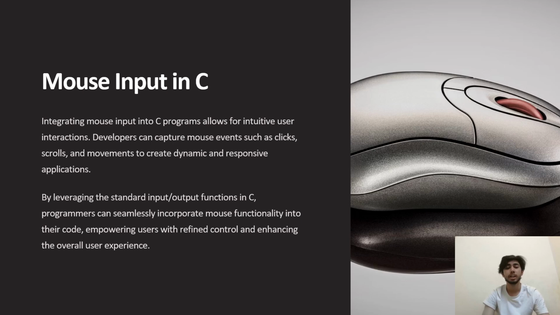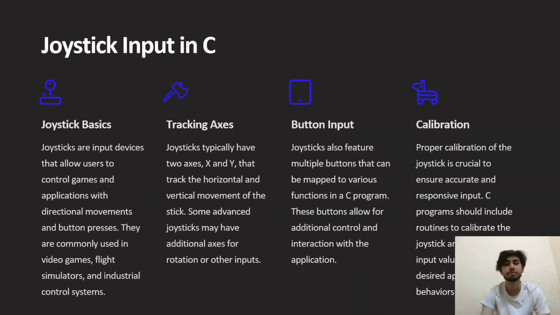Mouse input in C. Integrating mouse input into C programs allows for intuitive user interaction. The developers can capture mouse events such as clicks, scrolls, and movements to create dynamic and responsive applications. And by leveraging the standard input and output functions in C, programmers can seamlessly incorporate mouse functionality into their code, empowering users with refined control and enhancing the overall user experience.